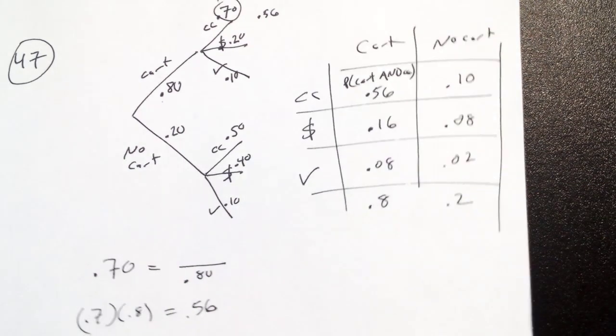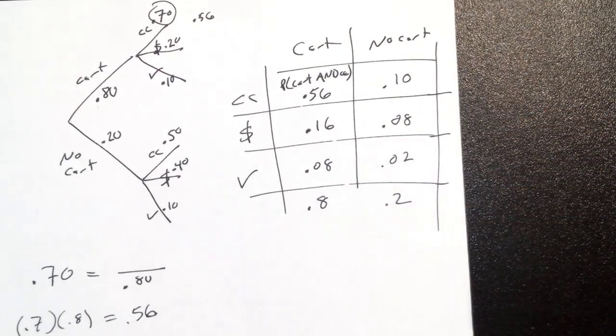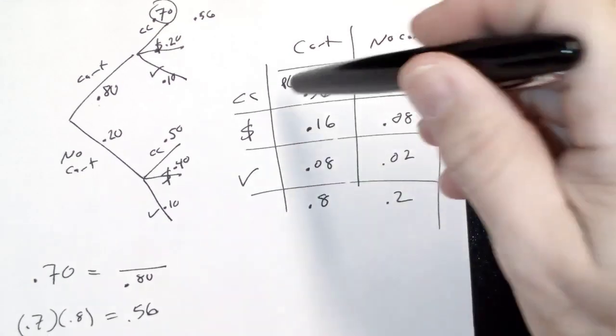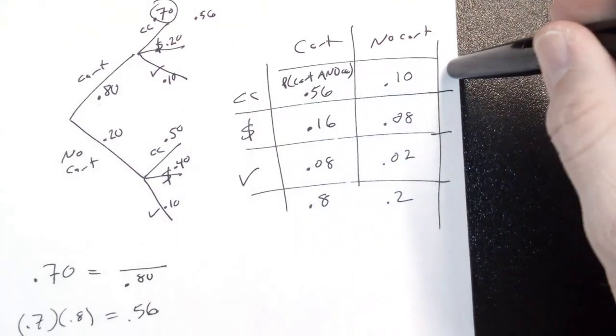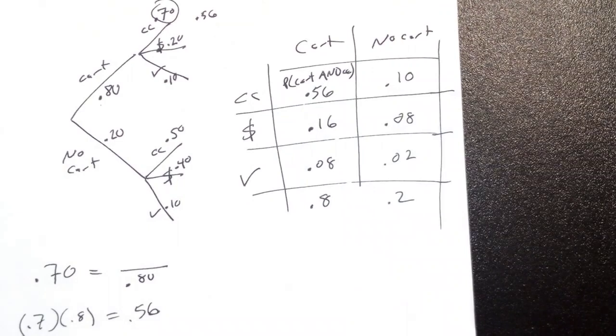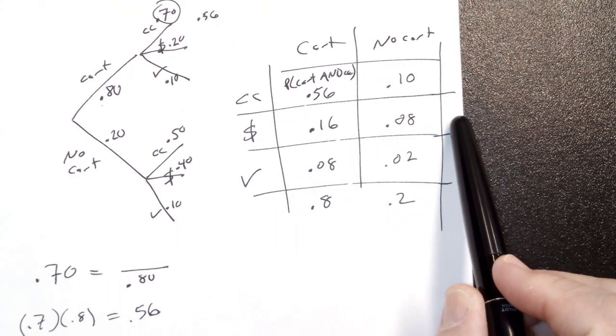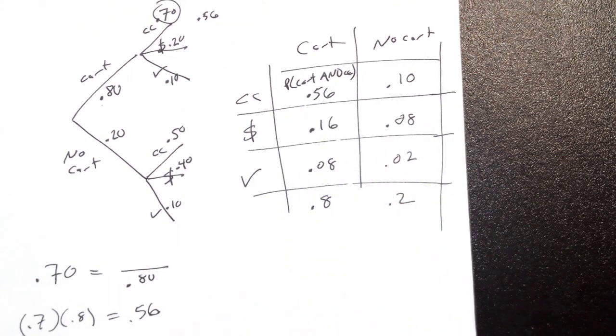And now I can get some information that I didn't have before. What's the chance a person pays with a credit card, whether they have a cart or not? That would be the number here, wouldn't it? But now I can get that. That's 0.66. The chance that a person pays with cash is 0.24. The chance that a person pays with a check is 0.10, regardless of whether they have a cart or not.